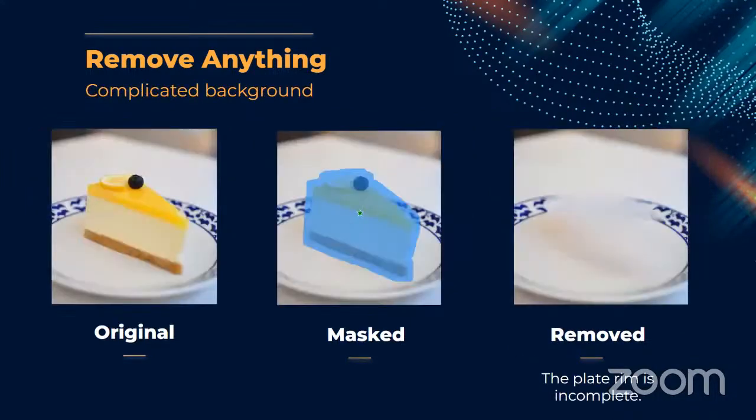Next, for a complicated background, in this case we are using the picture with the slice of cake and a little bit of pattern on the plate. When the slice of cake was removed, we found that the cake was removed, but the part of the plate that was behind the cake was not restored cleanly.